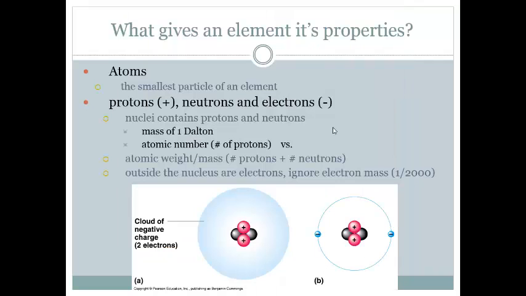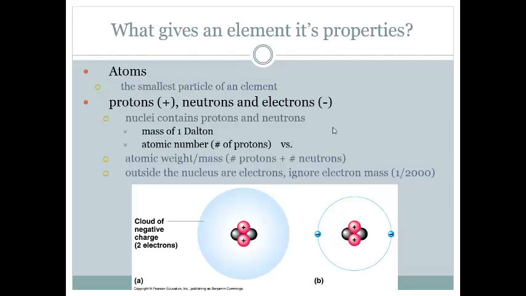What gives an element its properties? What makes an element an element? What makes it what it is? An atom is the smallest particle of an element. There are some elements like oxygen that are diatomic. They're composed of 2 atoms bonded together. For instance, oxygen is found as O2.